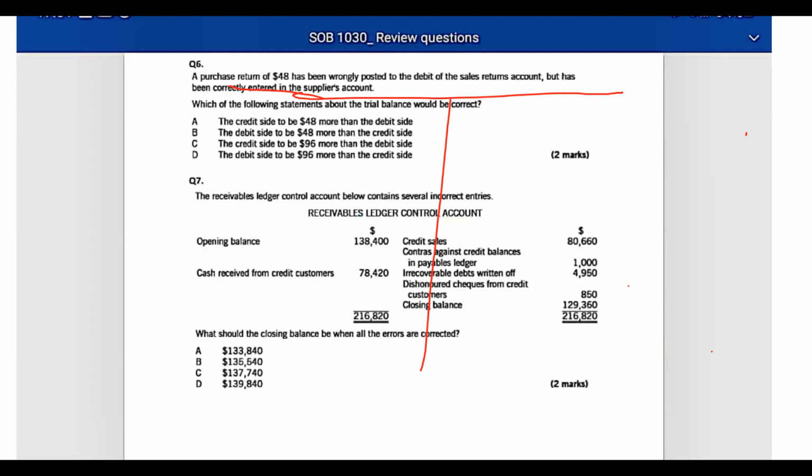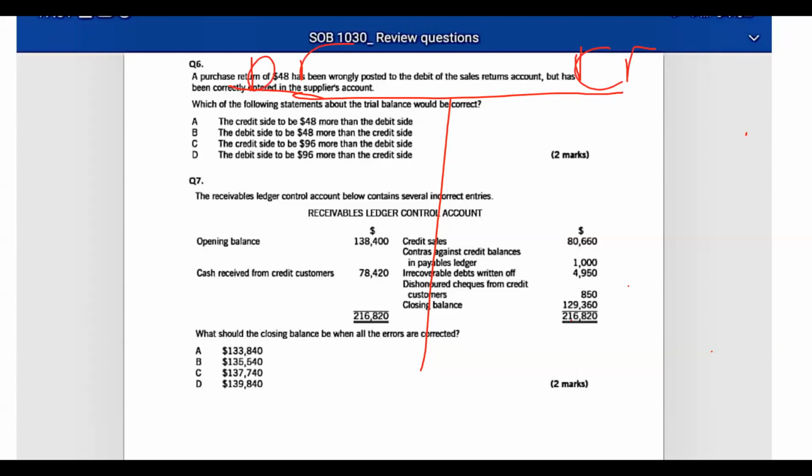Now, there are some wrong entries that are here. The entries are incorrect in this account. So what you need to do is correct the errors and define the closing balance. We are saying that the receivables control account has got a credit side, just like any other account, and the debit side.